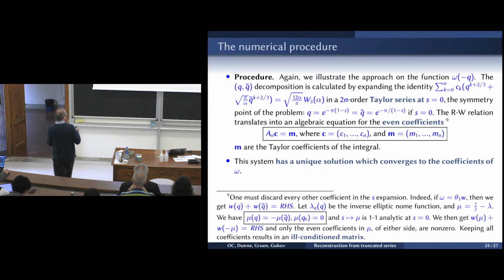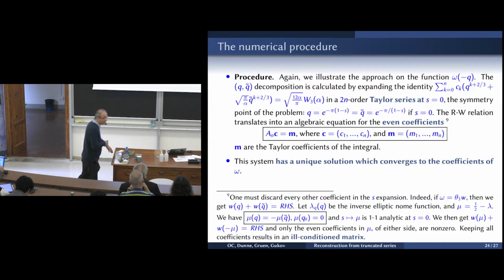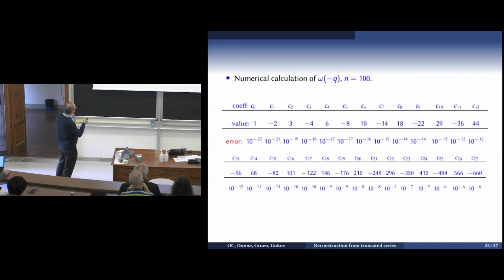Does that solution have anything to do with the coefficients of omega? That depends on whether, when the truncation order goes to infinity, I converge to something. And that's where we get into deeper things. There are some very interesting things that happen. I can say in a word that whenever you have uniqueness, this works. And I'll return to this in a second.